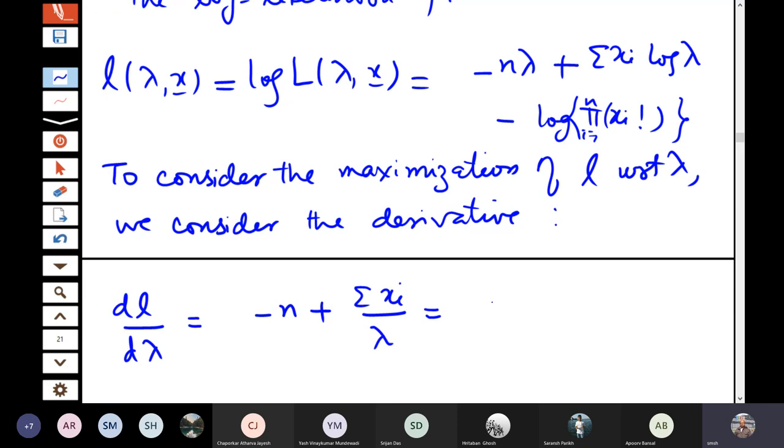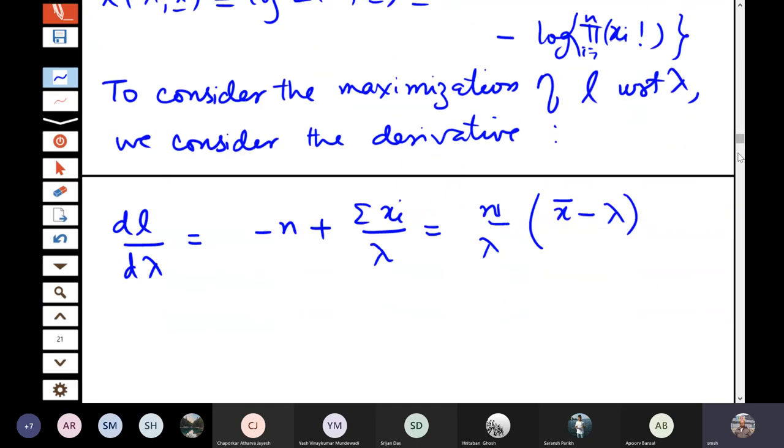If you want, you can write it in a slightly modified fashion. You can write it as 1 by lambda times n, x bar minus lambda. I can take n outside, because sigma xi I can write as n x bar, and I take the LCM and put it like this. So you can see here that it is greater than 0 if lambda is less than x bar, and it is less than 0 if lambda is greater than x bar.